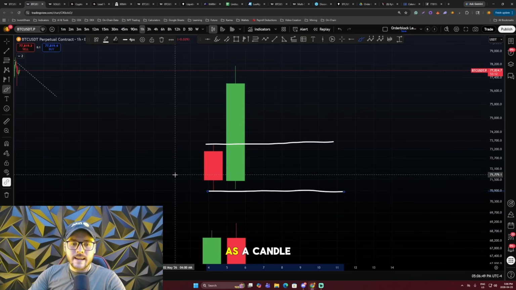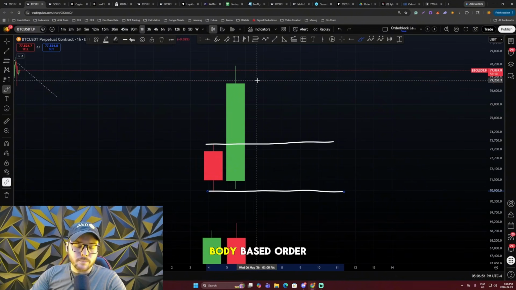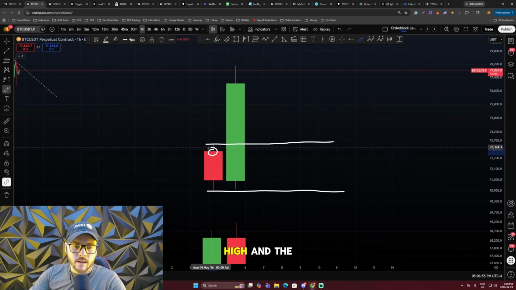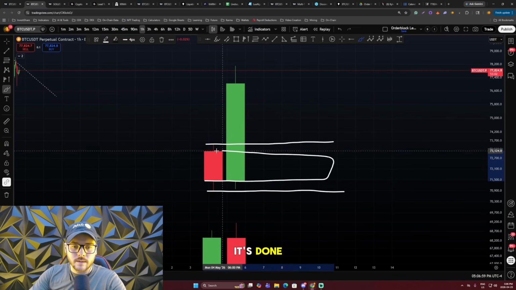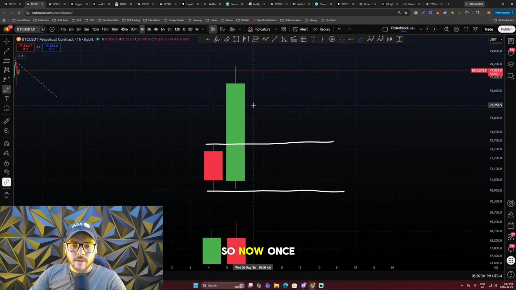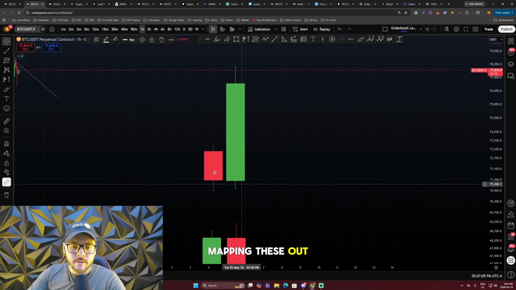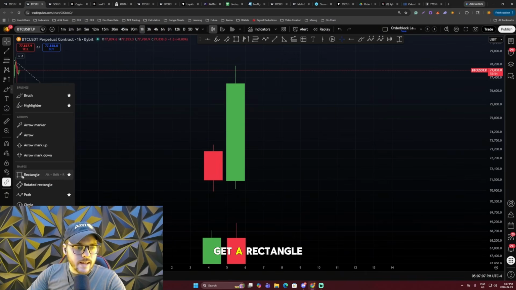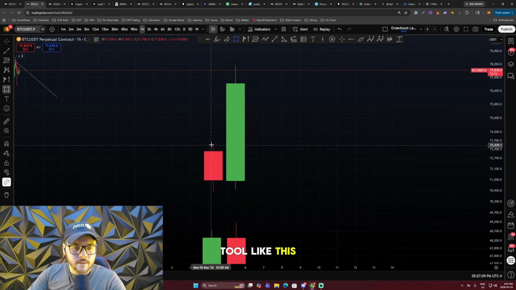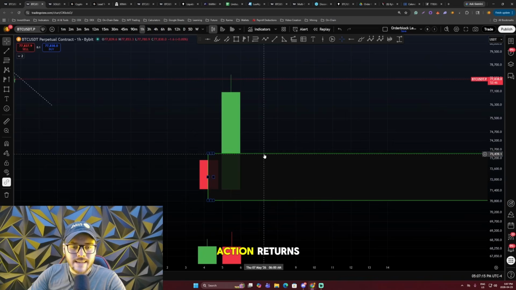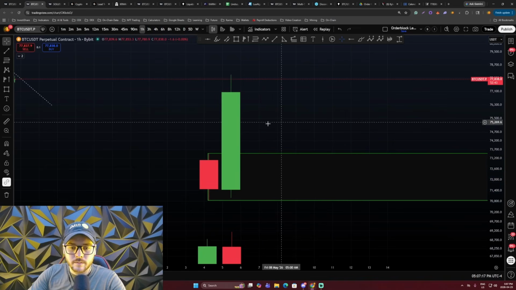Now, there's such a thing as a candle body-based order block, and all you're doing is marking the body high and the body low. And that's it. And it's done. Now, once you have this mapped out, what I like to do is get a rectangle tool like this, mark the high, mark the low, and then I can just prepare for when price action returns back to it.